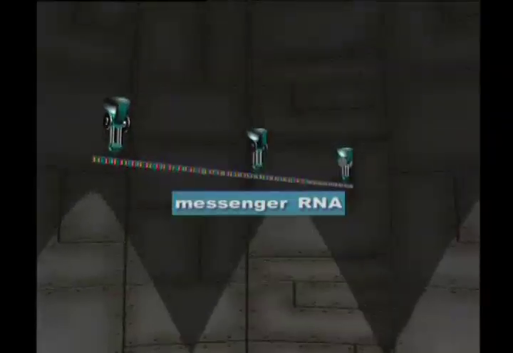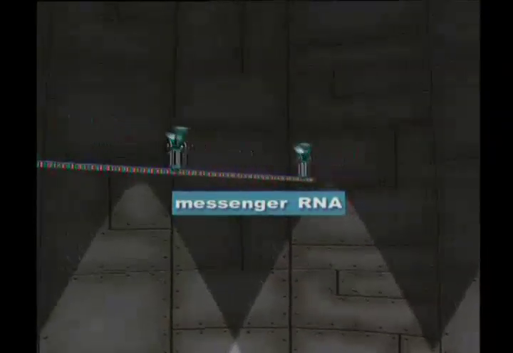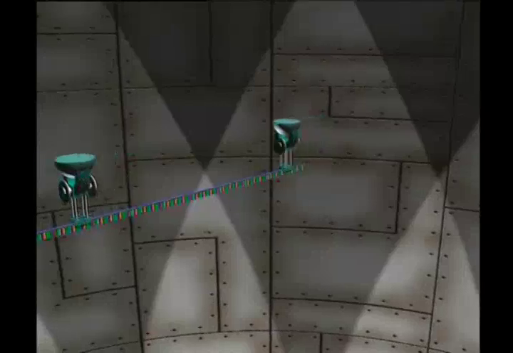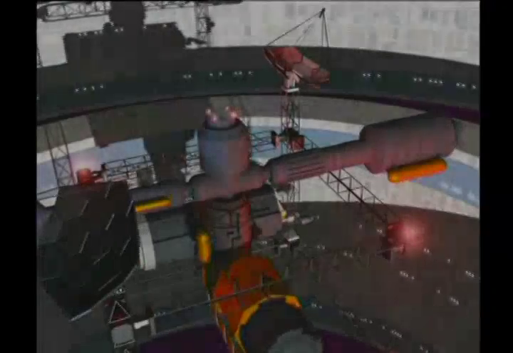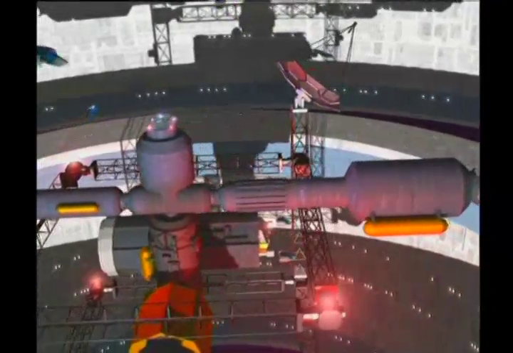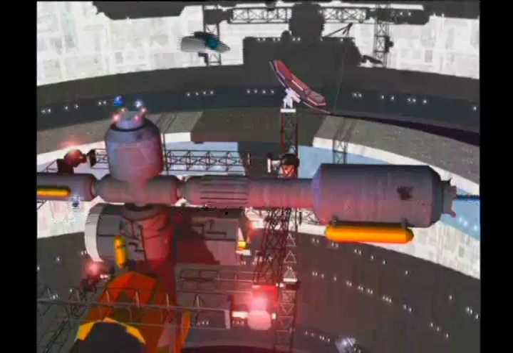The copy produced from the DNA is called messenger RNA. Messenger RNA contains the production plan of the protein required for the cell. Protein production itself takes place in another part of the cell, a structure called the ribosome.